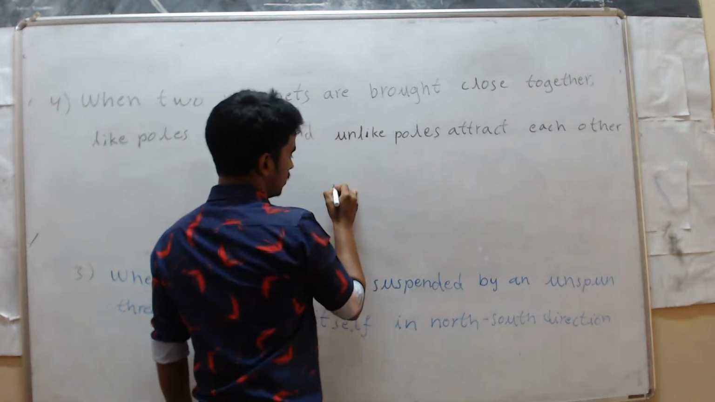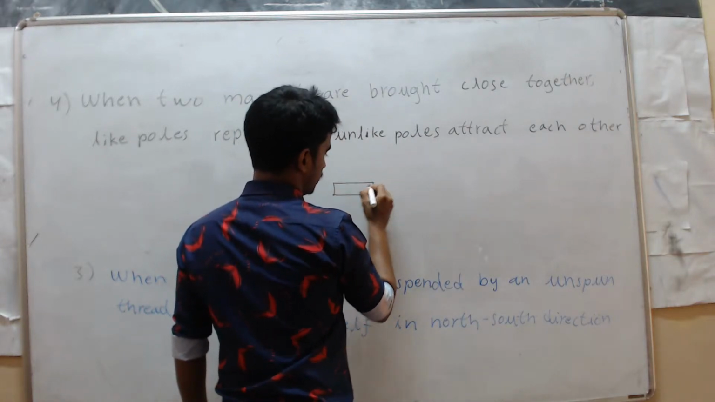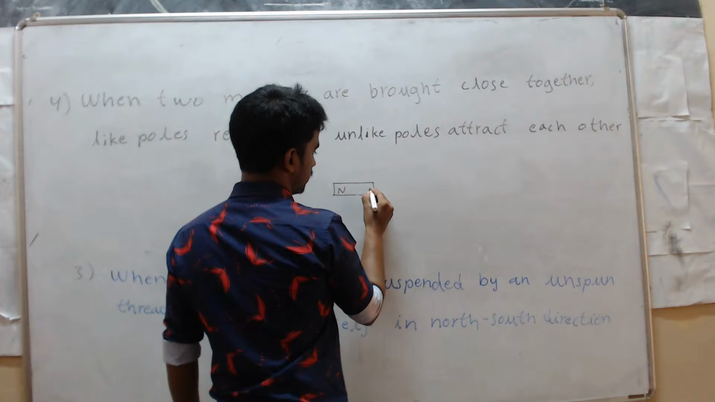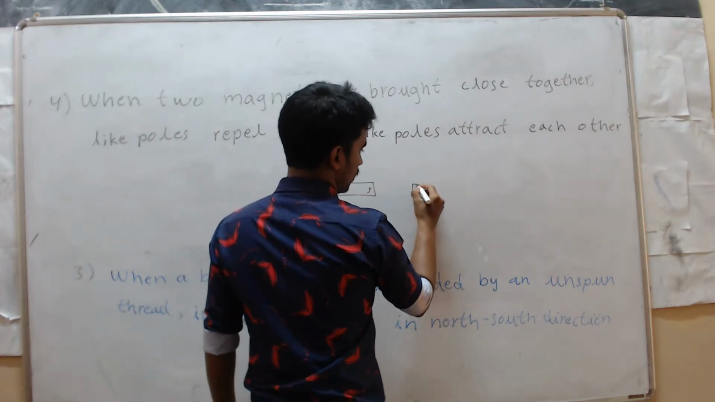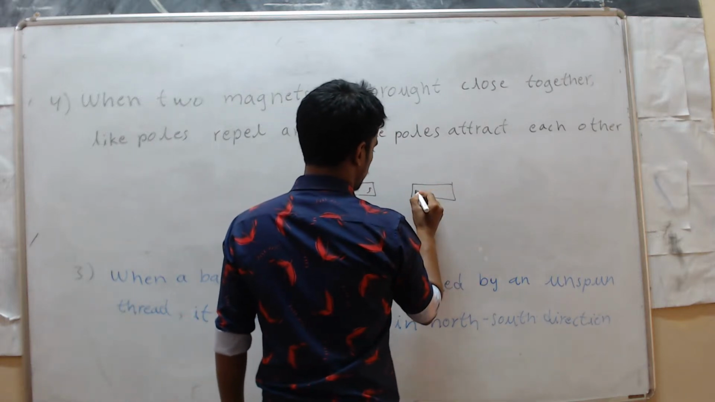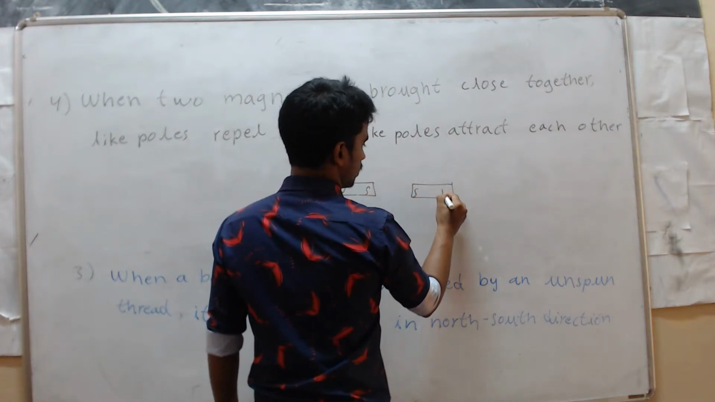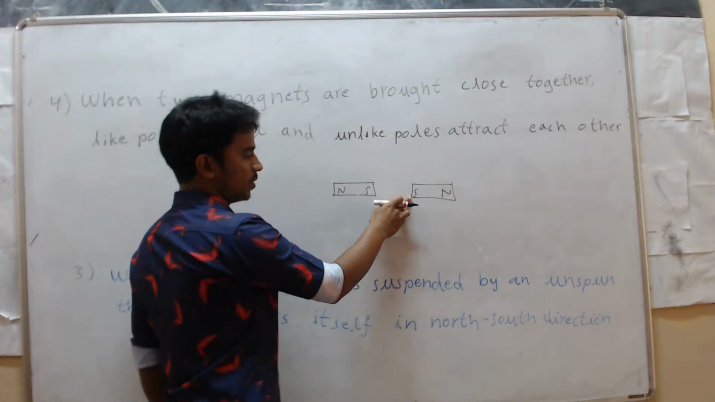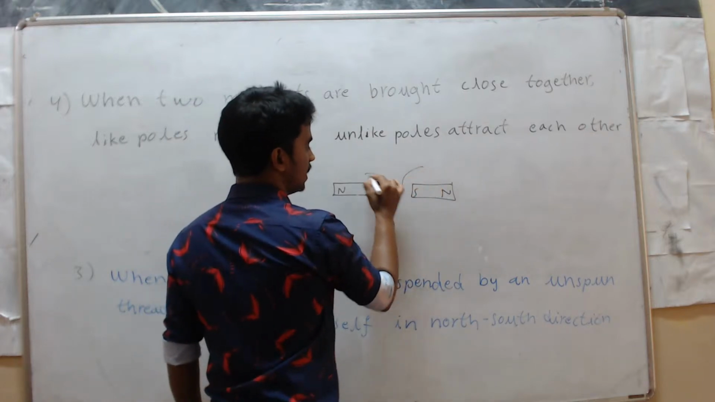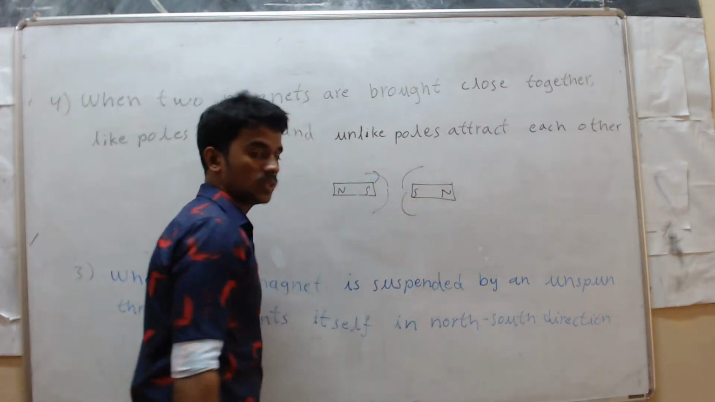Okay, so here say these two magnets. This is north and this is south. If you have one more bar magnet, north south, if you bring the south side, what will happen? Both will repel each other.